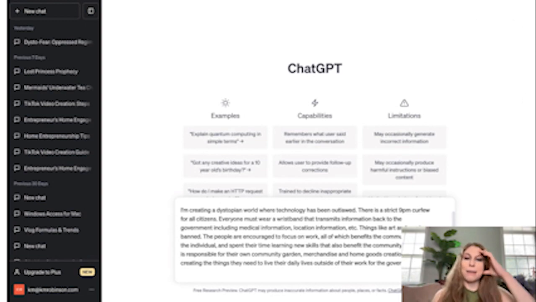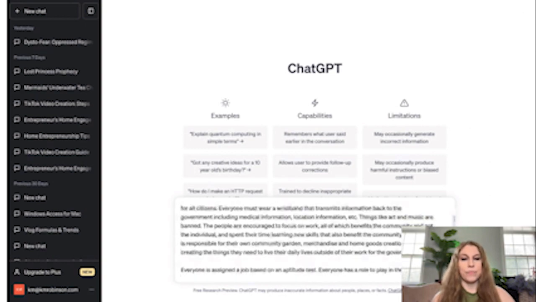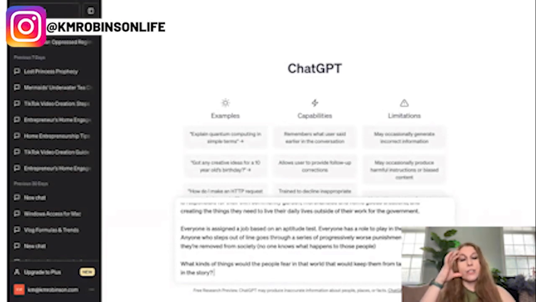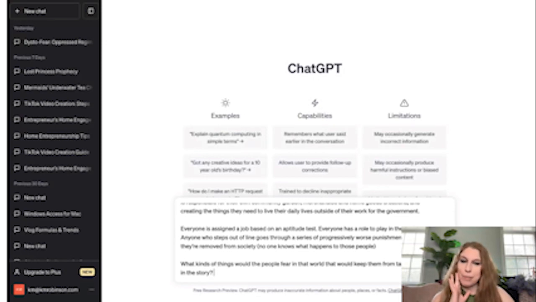I continue on by saying people are encouraged to focus on work, all of which benefits the community and not the individual, and spend their time learning new skills that also benefit the community. Each town is responsible for their own community garden, merchandise, and home good creation, and creating the things that they need to live their daily lives outside of their work for the government. Everyone is assigned a job based on an aptitude test. Everyone has a role to play in society. Anyone who steps out of line goes through a series of progressively worse punishments until they're removed from society, and no one knows what happens to these people.